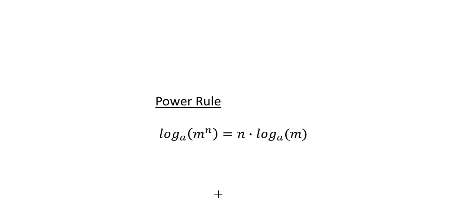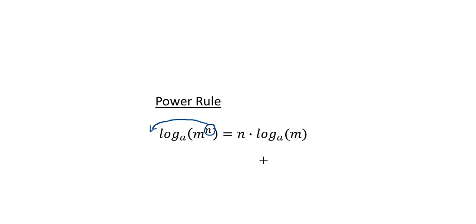Now this is what I thought I was about to talk about a moment ago. This is the power rule, which is actually one of my favorite rules for logarithms. It's just a neat rule that allows you to take the exponent inside of a logarithm. So we have log base a of m to the power of n. If everything inside your logarithm is being raised to some power, you can bring that power outside the logarithm by multiplying it down in front.